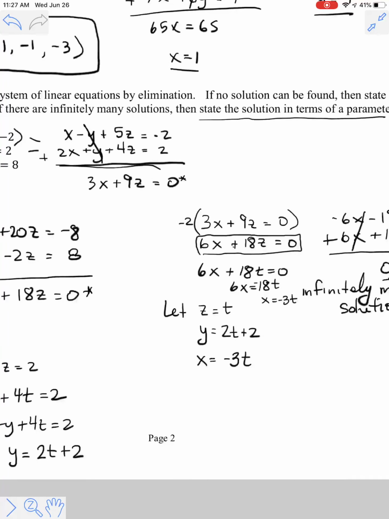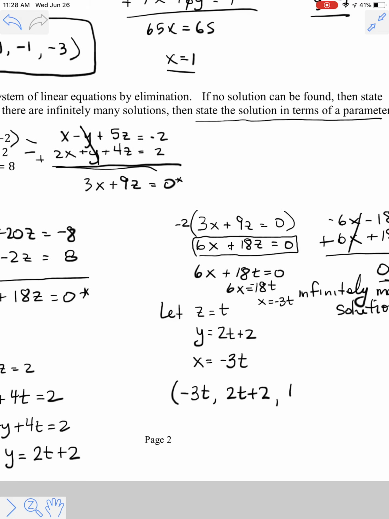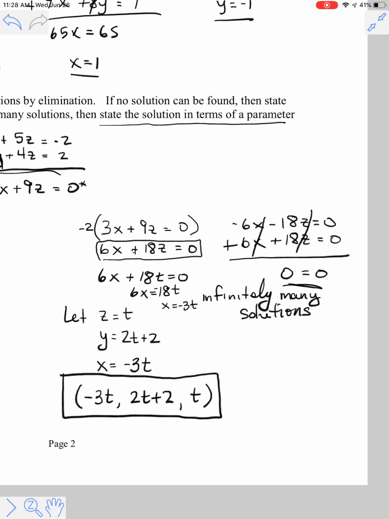Those are the values of x, y, and z, and because this is not an application problem, I need to write my solution as an ordered triple, as a point on a graph, so x, y, z, but rather than using x, y, and z, I'm going to write them all in terms of t. So my x term is negative 3t, my y term is 2t plus 2, my z is t. So that would be representing the solution in terms of a parameter t, and I also would be looking for this statement that there are infinitely many solutions.